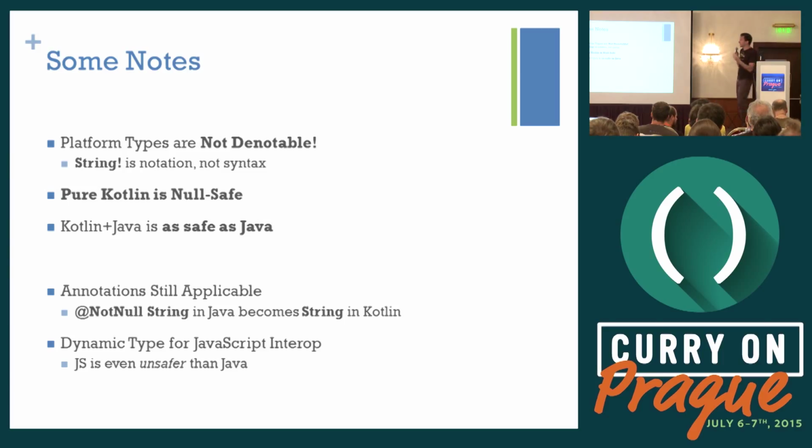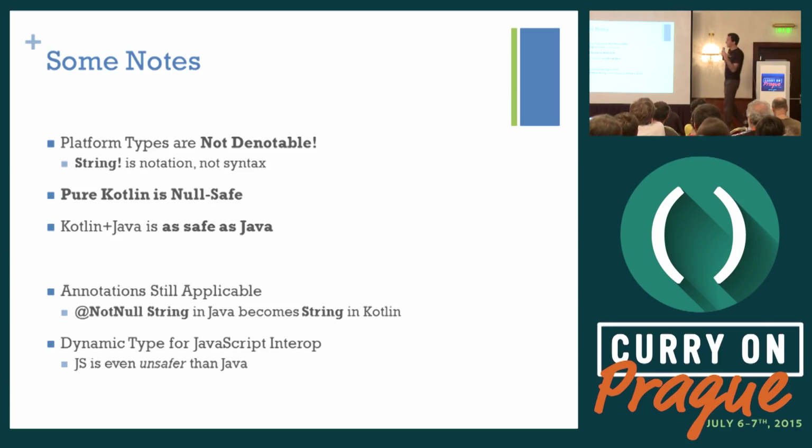Then Kotlin plus Java, this is just an observation. When you interact with Java, you're as safe as Java, sorry. If you're interacting with the untrusted entity, you're as trustworthy as the entity, right? So we're as safe as Java there.